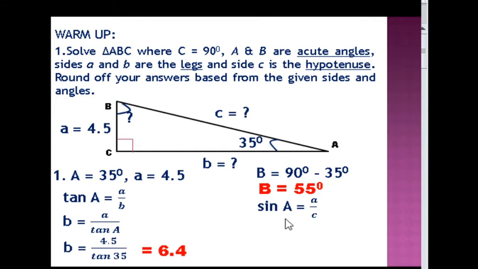Solving for c, we have sin A is equal to a over c, or sin A is opposite over the hypotenuse. Wherein c is equal to a over sin A, or c is equal to 4.5 over sin 35. Solving this in a scientific calculator, c is equal to 7.8.